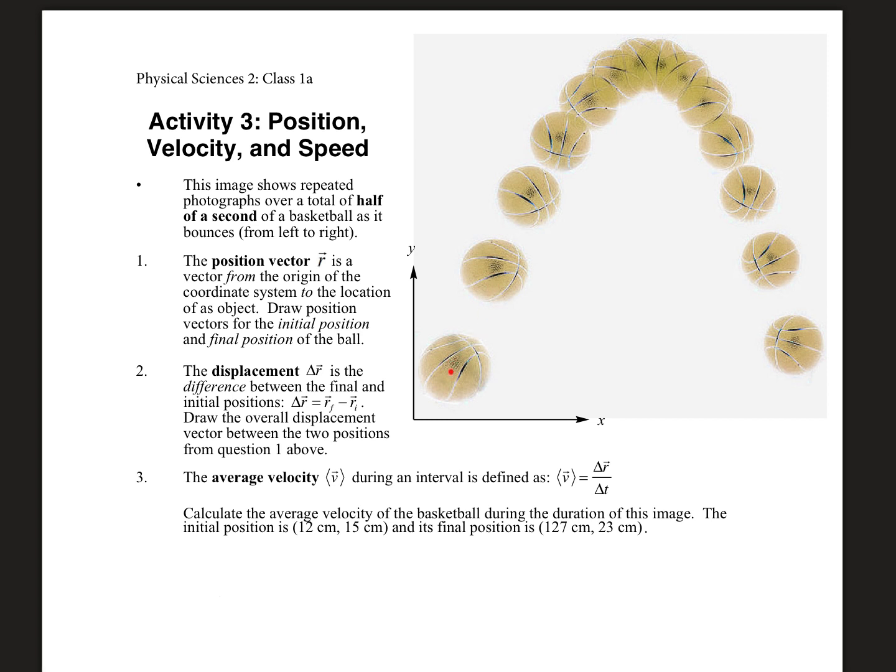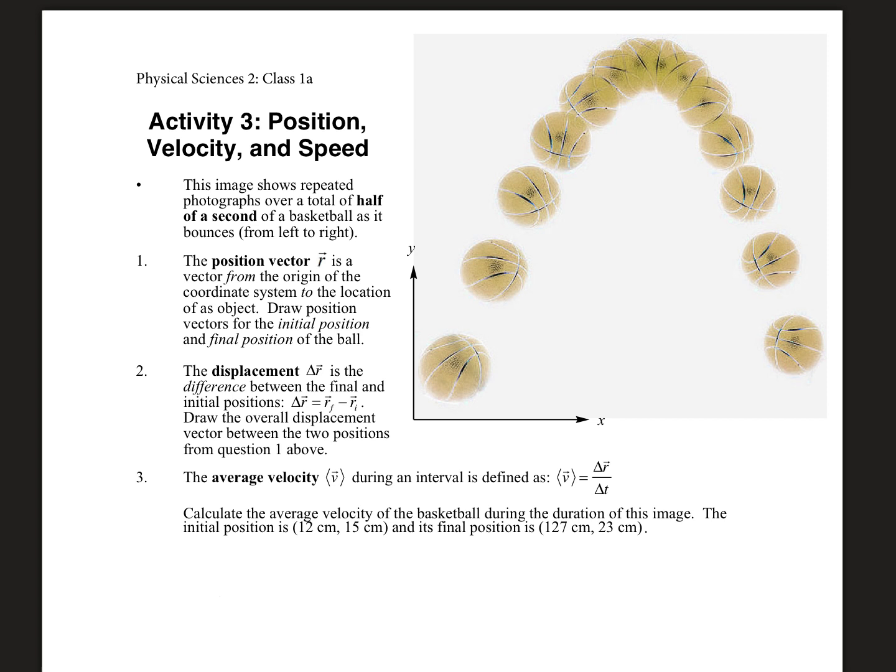So the amount of time, say, from this picture to this picture is the same as from this picture to this picture. So there's just some fixed amount of time, and the whole thing happens over half a second. Just very quick pictures in between them.